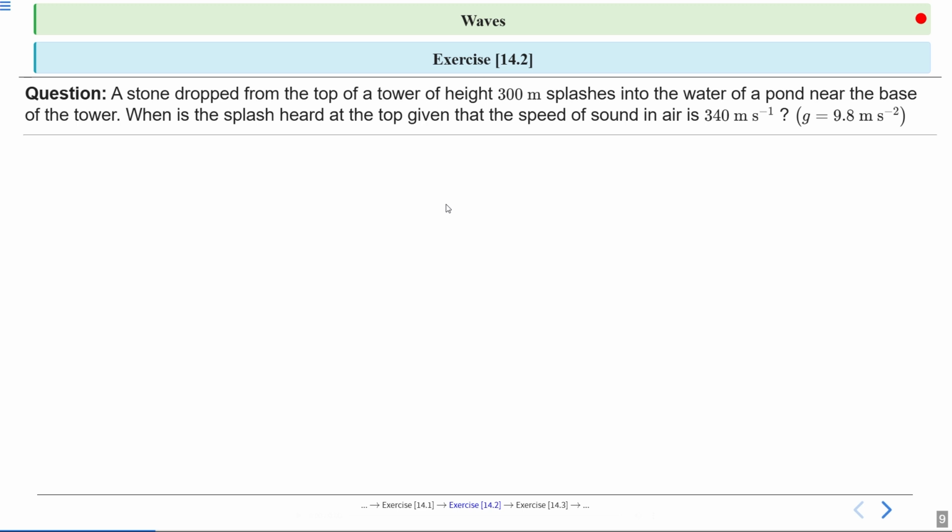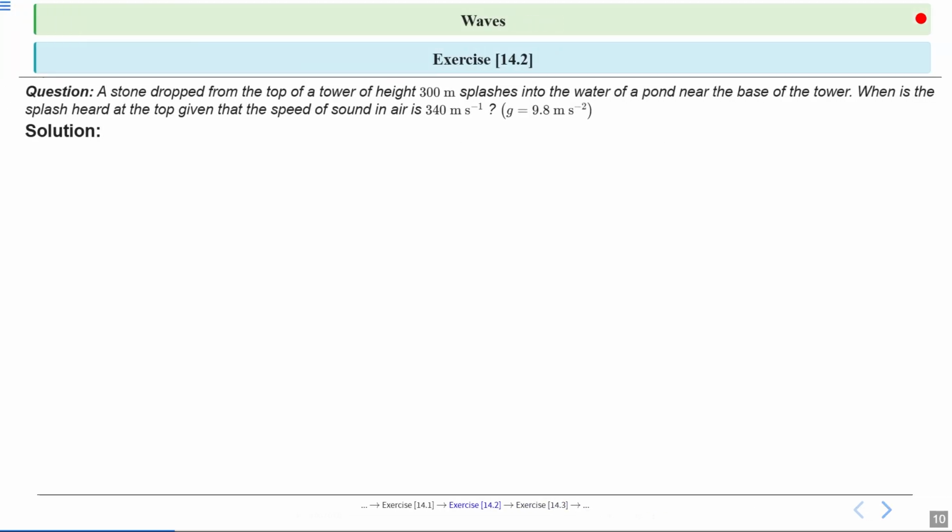Now we are moving on to the next question. A stone dropped from the top of a tower of height 300 meter splashes into the water of a pond near the base of the tower. When is the splash heard at the top, given that the speed of sound in air is 340 meter per second and g equal to 9.8 meter per second square. We are to calculate the total time taken for both the stone to fall and the sound to travel back up.